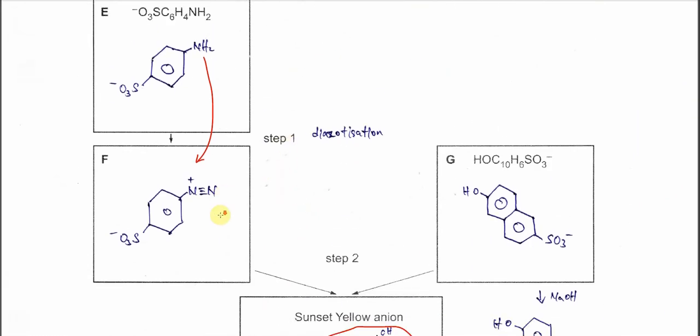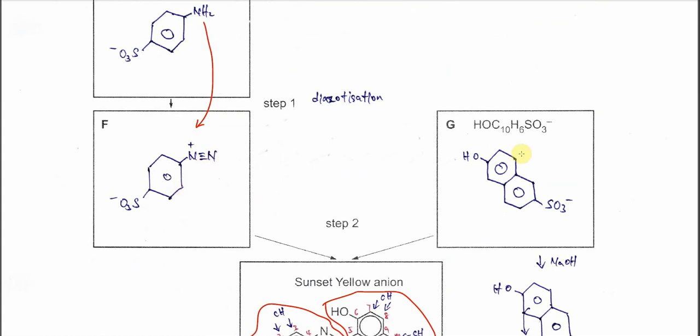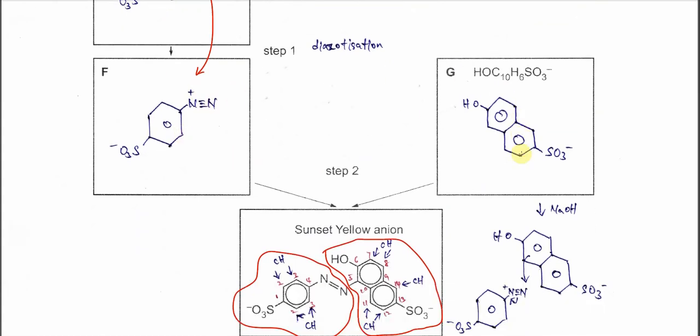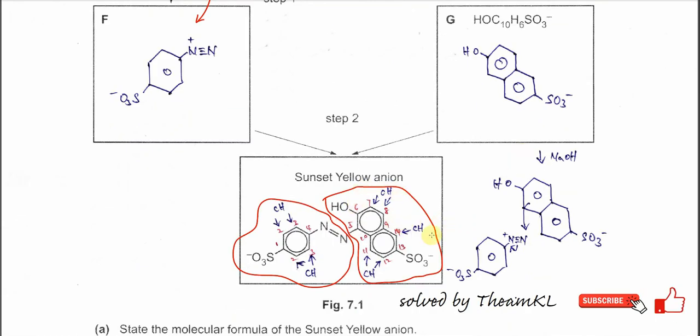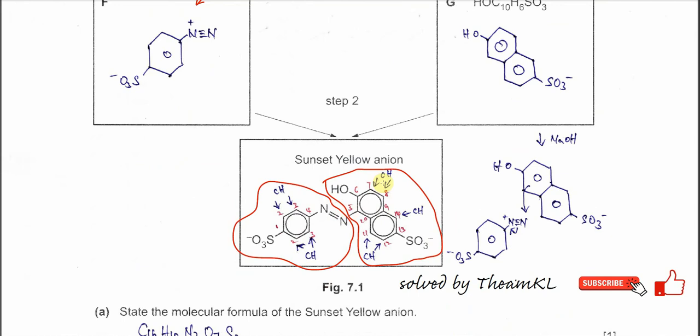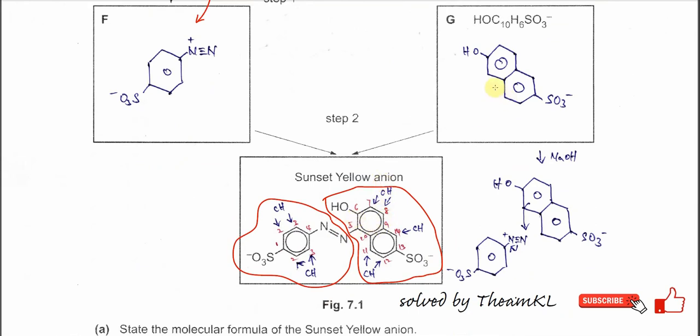Means the step one. So after this one is formed, then it will react with G. So the G is quite straightforward, as you can see from this structure. As I told you just now, this one is actually a phenol group here with another ring and SO3 negative. So basically it's this one. Of course, this one now has no bonding, right? It will form bonding later with the benzene diazonium ion, right? So this is how the G looks like. So therefore, now the F and G will react.